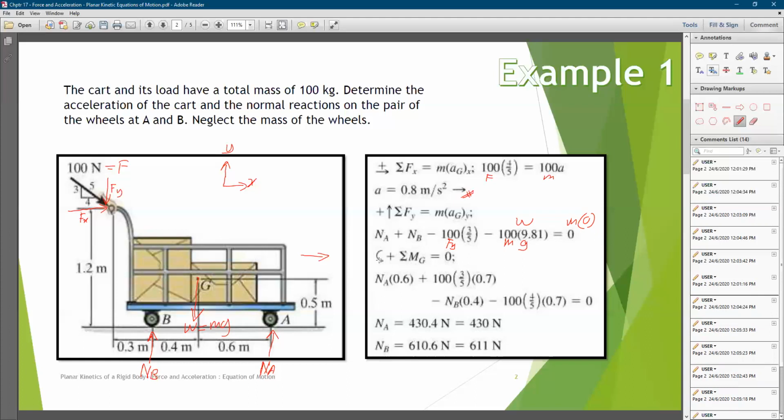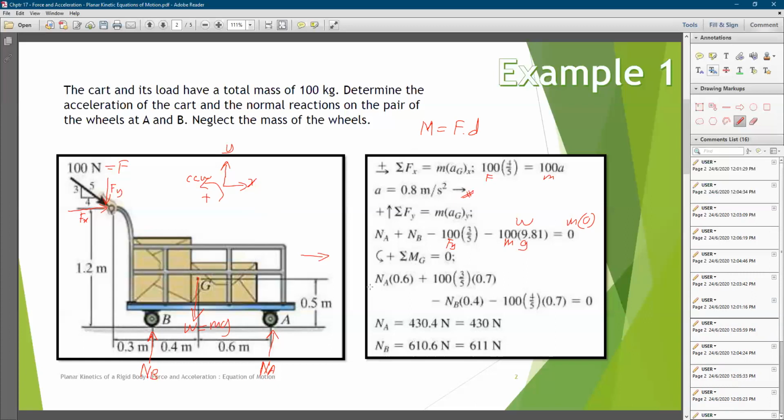Next, we can assume that counterclockwise, CCW, is positive, and we can calculate the moment at point G here. As we know, moment is equal to force times the perpendicular distance, also known as the moment arm.